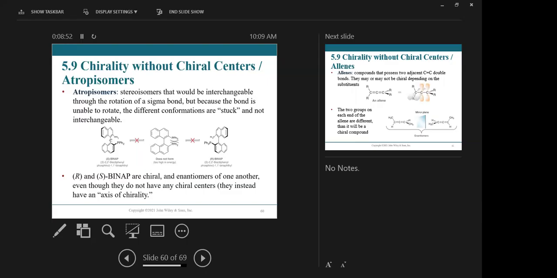Atropisomers are stereoisomers that would be interchangeable through the rotation of a single sigma bond, but because the bond is unable to rotate, the different conformations are stuck and not interchangeable. So R and S BINAP are chiral and enantiomers of one another, even though they do not have chiral centers. So this is more of a specialized form that someone did some research on.